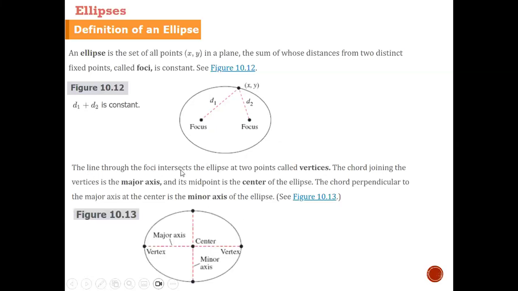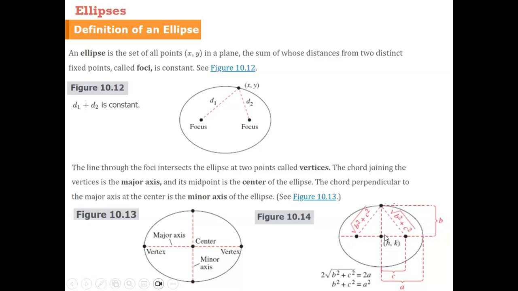It says the line through the foci intersects the ellipse at 2 points called the vertices, okay? So if I were to draw a line right here through these 2 foci, it's going to hit the vertices at the ends, okay? And that's the major axis right there. The midpoint is the center. The chord perpendicular to this is the minor axis. So the way that it's elongated, we draw that line, that's our major axis. The way that it's more widened, that other axis, the one perpendicular to that, would be the minor axis.